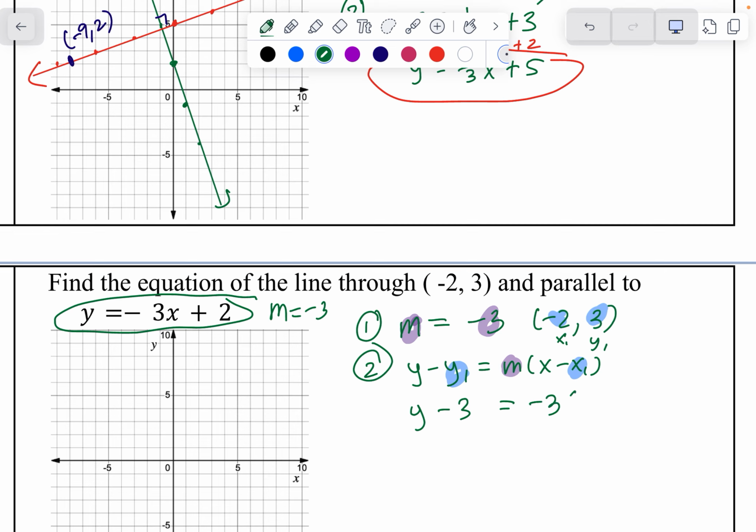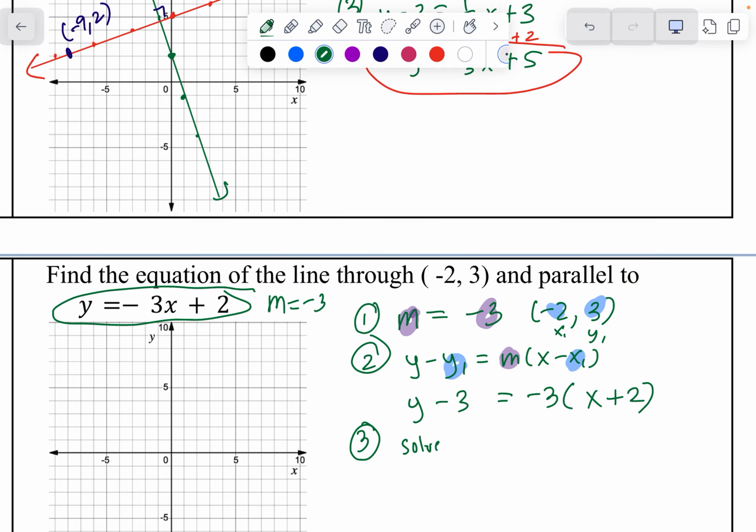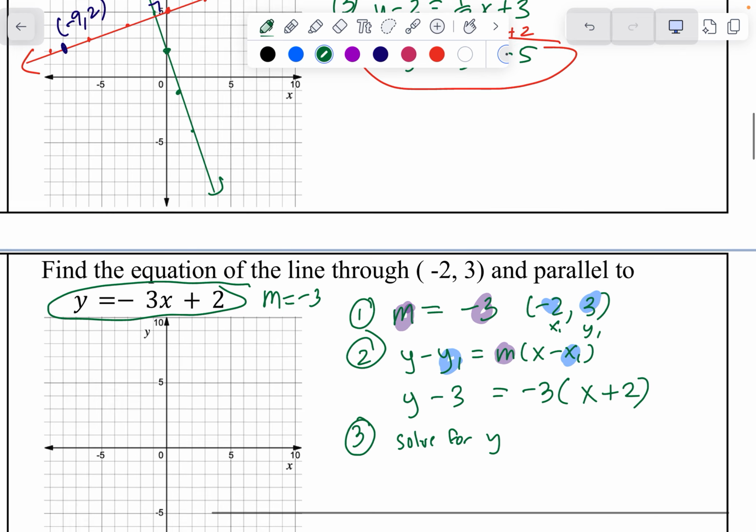So you see how they're the opposite of what they started. My 3 became a negative, my 2 became a positive. So that's just plop it into the formula. Substitution, that's why we practice substitution at the beginning of the year. And now it's just a matter of solve it for y. Okay, so we're going to take that, we're going to solve it for y. So how do we do that?